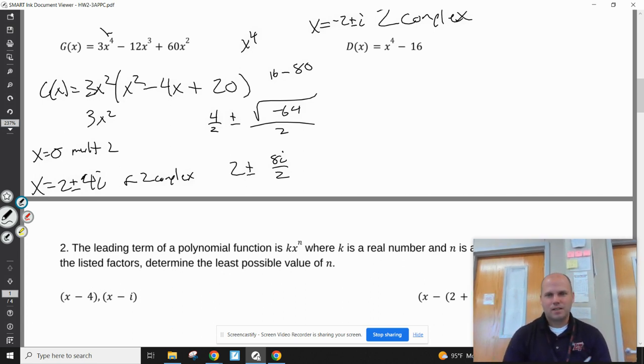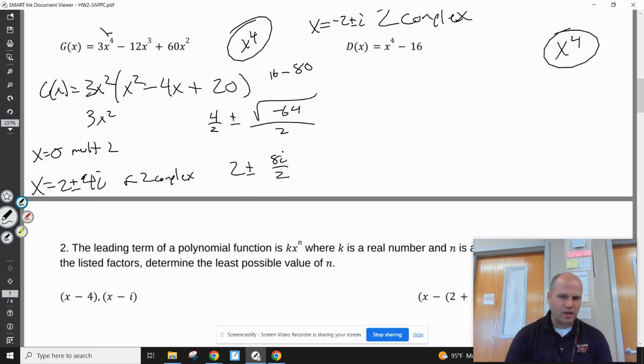There you go. This is important because on your test, you don't necessarily have to find them. You do have to know how many there are and use that information to your advantage. X to the 4th, there's going to be 4.